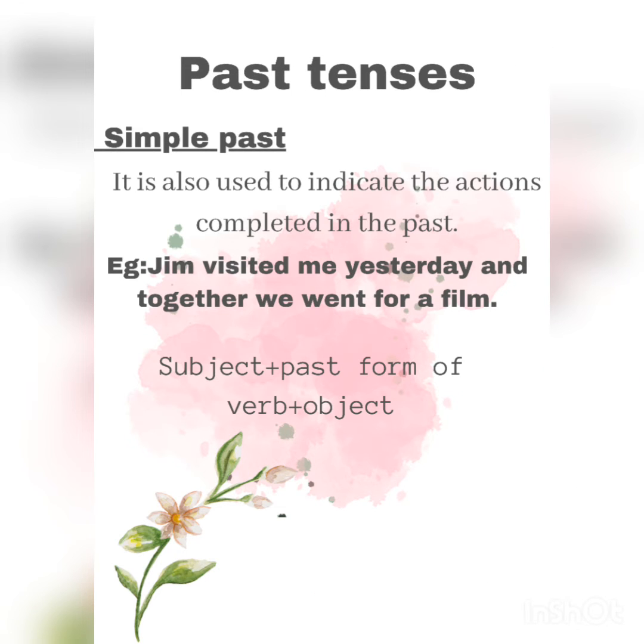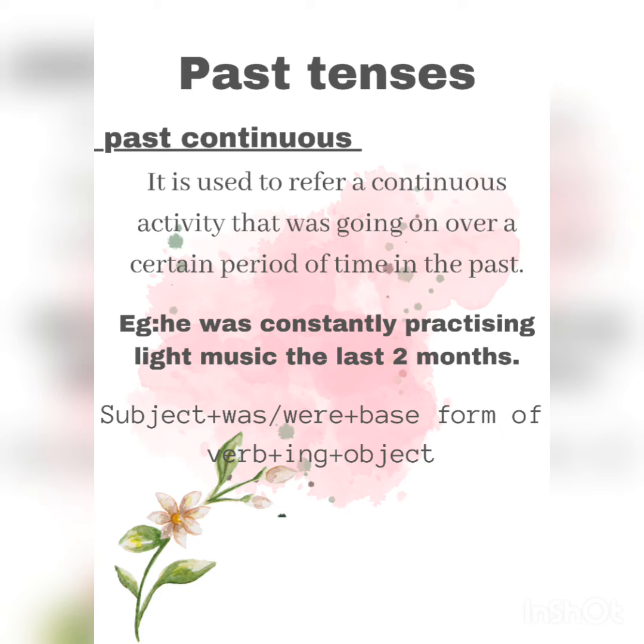And next, the second one is past tense. The first one in past tense is simple past. It is used to indicate an action completed in the past. The form of a simple past is subject plus past form of verb plus object. For example, Jim visited me yesterday and together we went for a film.